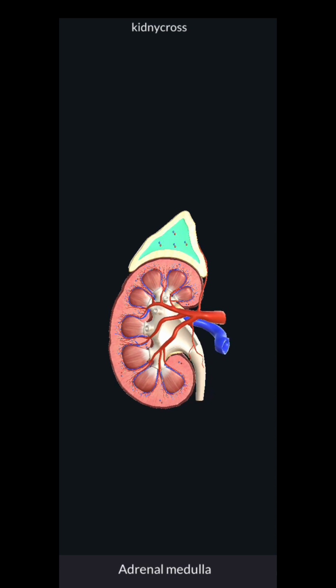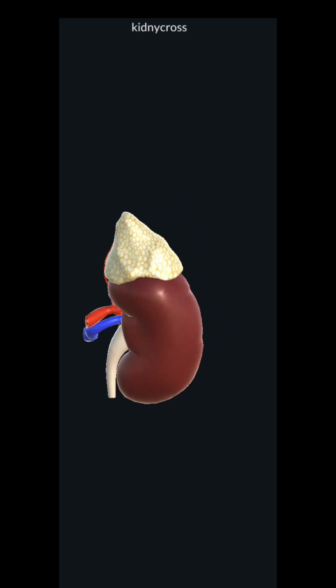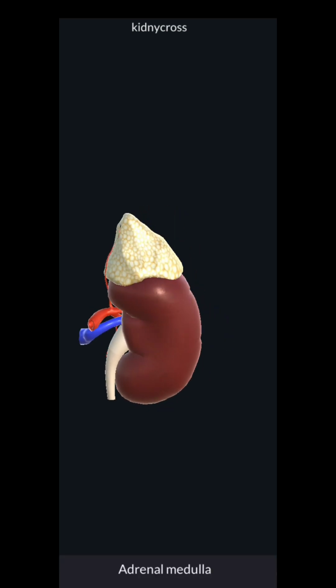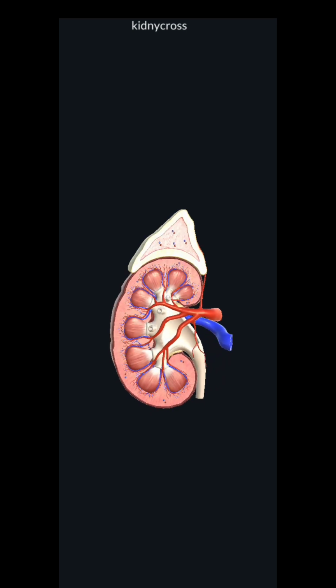Adrenal medulla. Adrenal cortex. Adrenal cortex. Adrenal medulla.